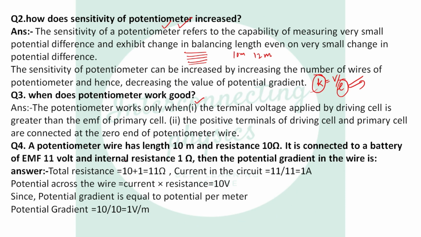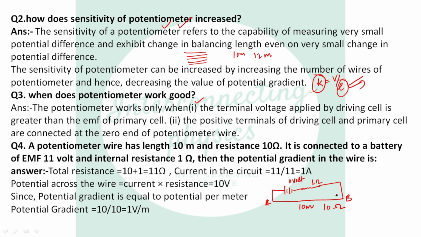A potentiometer wire has 10-meter length. Let us say the potentiometer wire AB has 10-meter length and resistance 10 ohm. It is connected to a battery of EMF 11 volt. This is the primary circuit, and the internal resistance of this battery is 1 ohm.